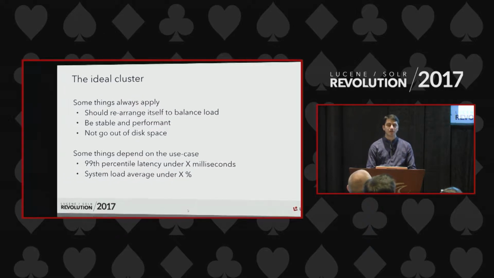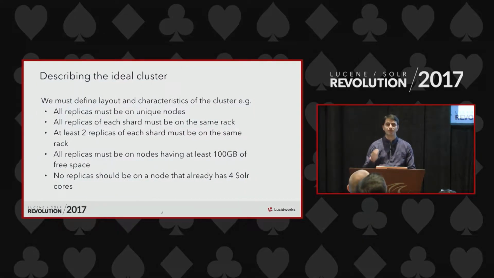So the first problem is, how do we describe the ideal cluster? We must describe the layout of the cluster as well as the characteristics. So that might be something like, all replicas must always be on unique nodes, because maybe I do have too much query and indexing traffic. I don't want 2 replicas sharing the same hardware. Maybe you want it to only apply on particular shards. Say, hey, don't put more than 2 replicas of the same shard on the same node. And this is basically a very stupid thing to do. You shouldn't do that ever.